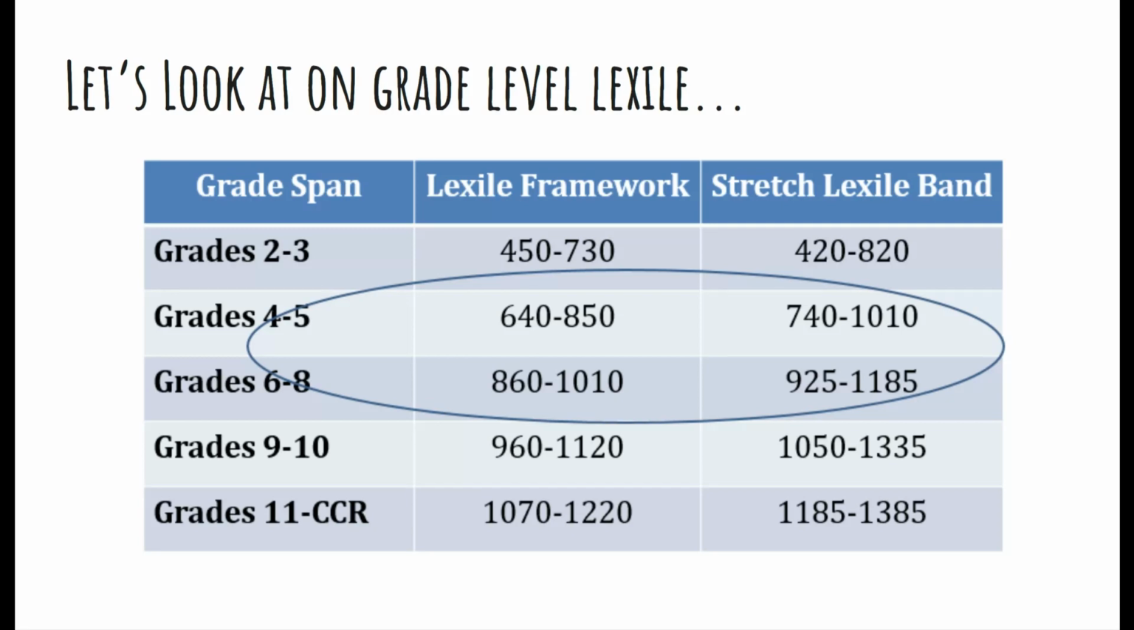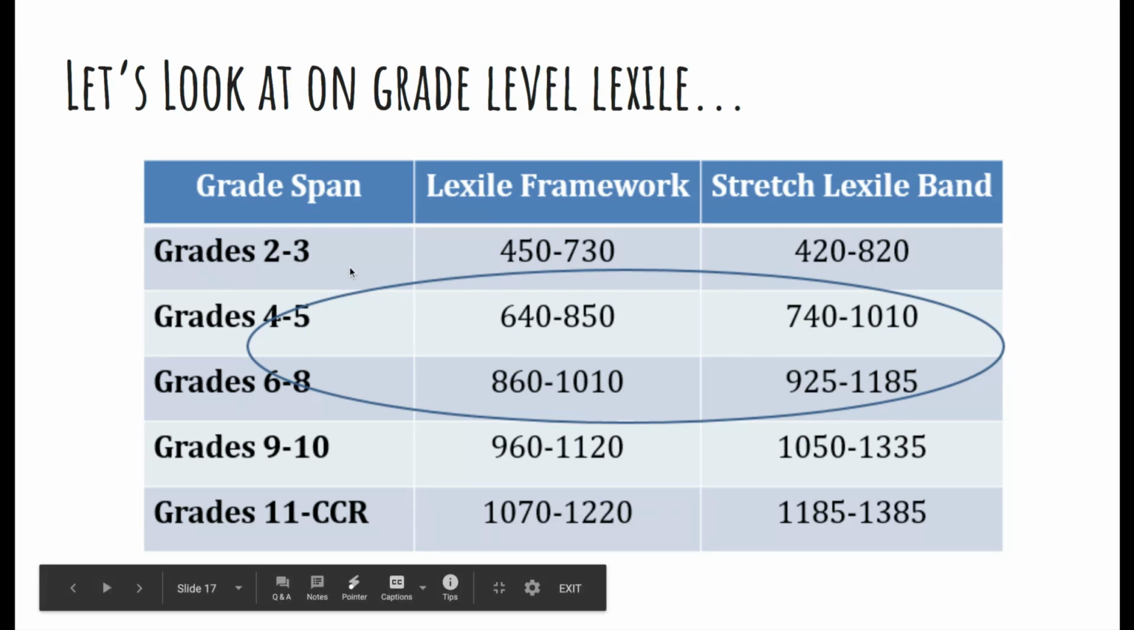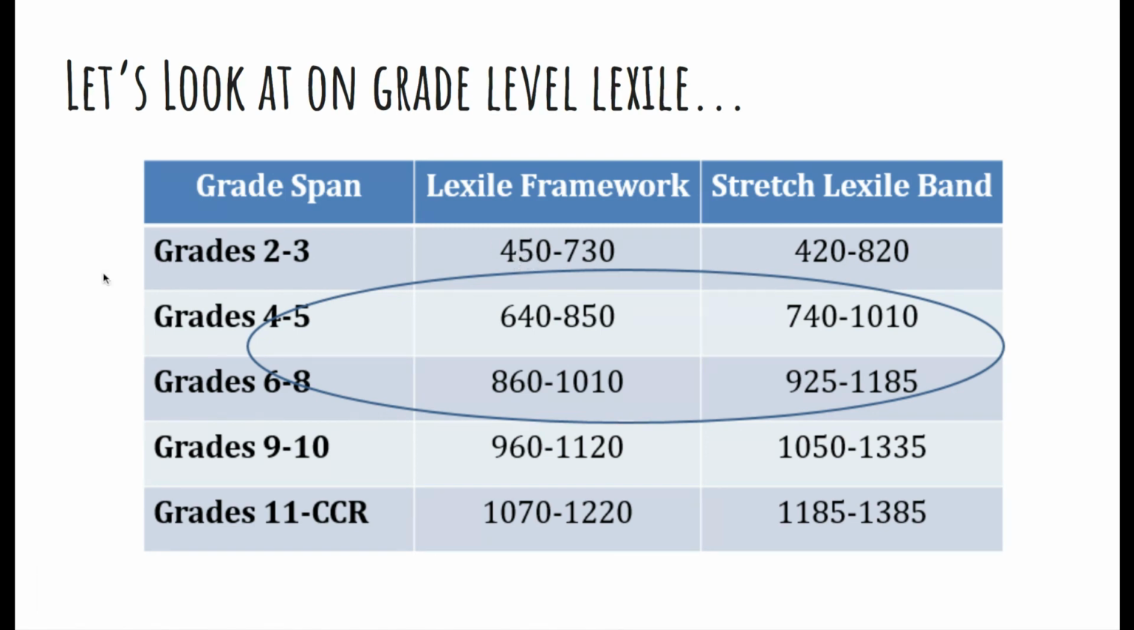So back to Of Mice and Men, if it has a Lexile level of 630, where does it place on this chart according to grade level? Grades 2 to 3 has a Lexile framework of 450 to 630. Now, think of the content of Of Mice and Men. Is that appropriate for a second or third grade student? Hopefully you said no, because it is not.